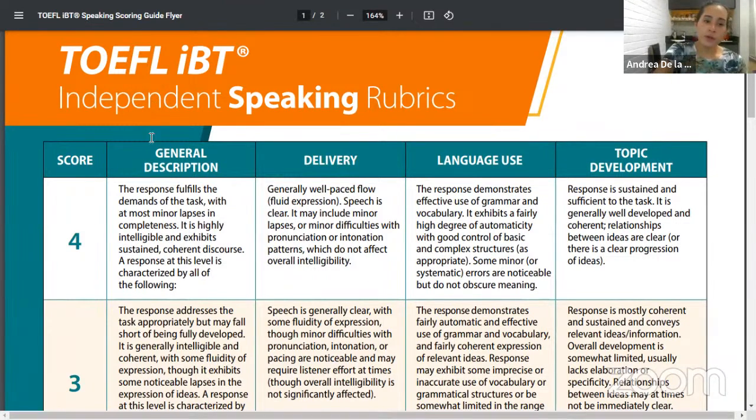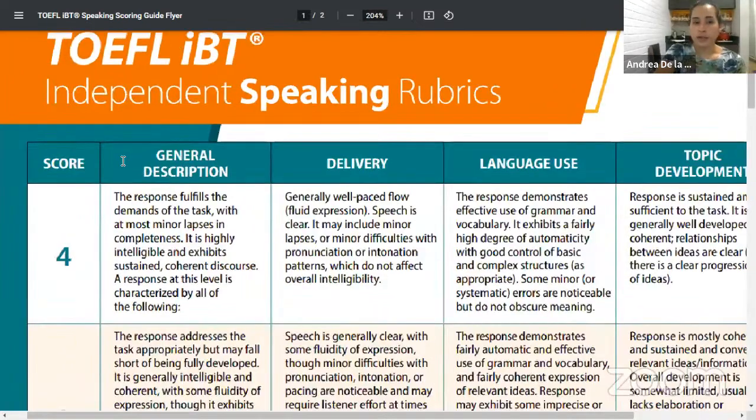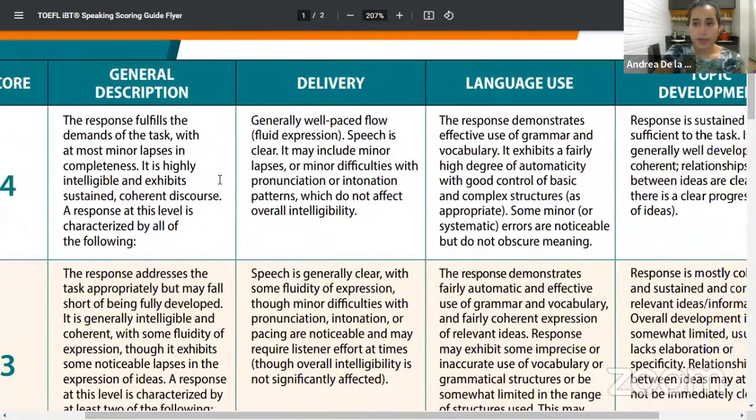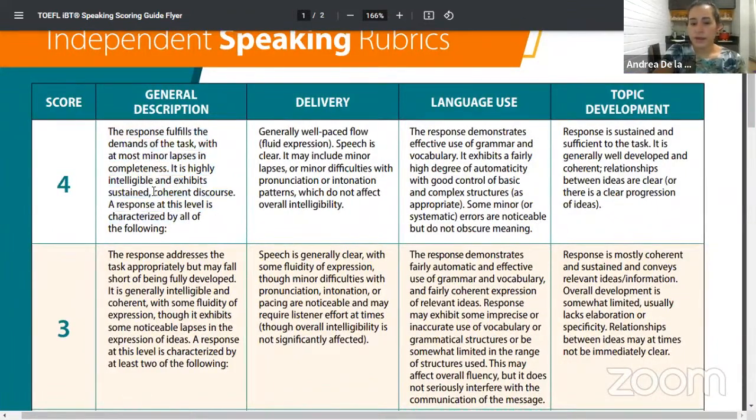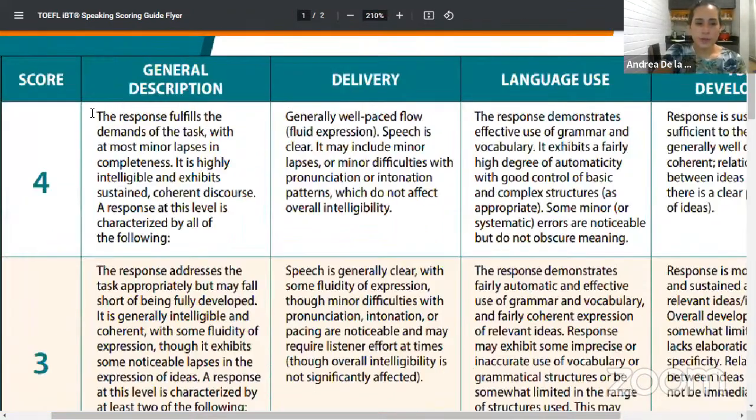So in order to get the maximum score, in order to get a 4 in the independent task, this is what you guys need. This is like a general description of it. David, maybe, could you please read this part?